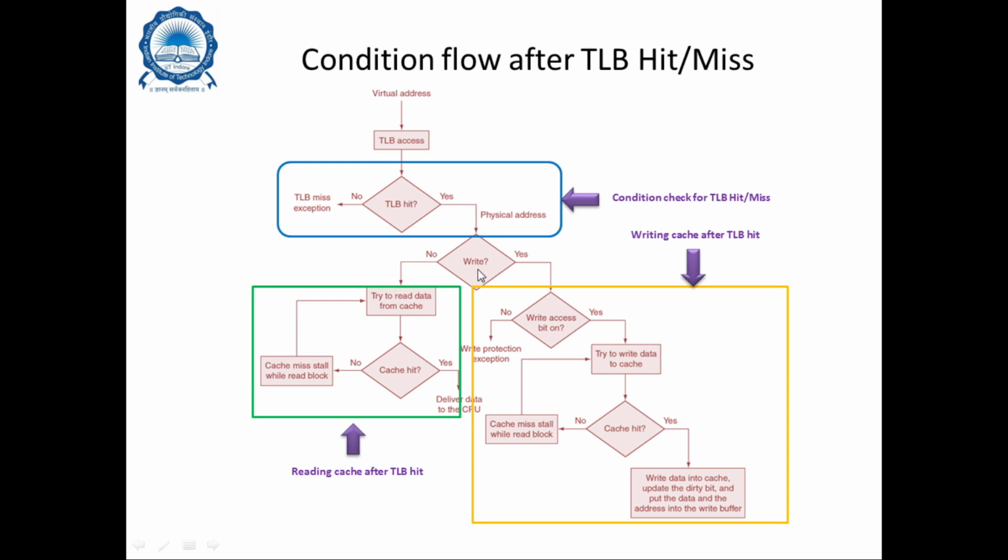if it's a yes, that is, we would like to write, then we first have to check if the write access bit is on, because the cache also has a write access bit. If that is on, yes, then we try to write the data into the cache. A cache hit is possible, yes, to write data into the cache by updating the dirty bit. If it is not a cache hit, then we will have a cache miss, and we'll try to rewrite the cache once again. So that's how the process of writing and reading the cache works after the TLB hit occurs, based on the virtual address formation.